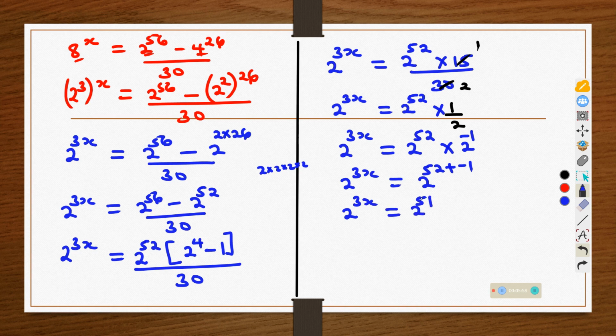So the bases are the same, so equate the powers. This implies that 3x is the same as 51. So divide by 3 on both sides. Your x will be the same as 51 divided by 3, which is 17. And this would be the value of x.